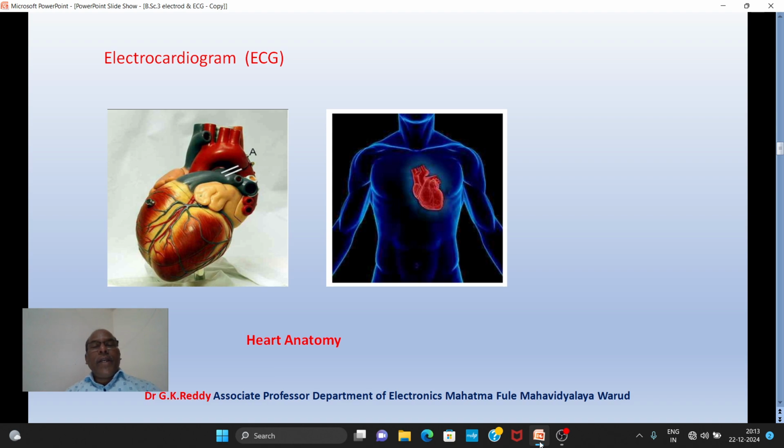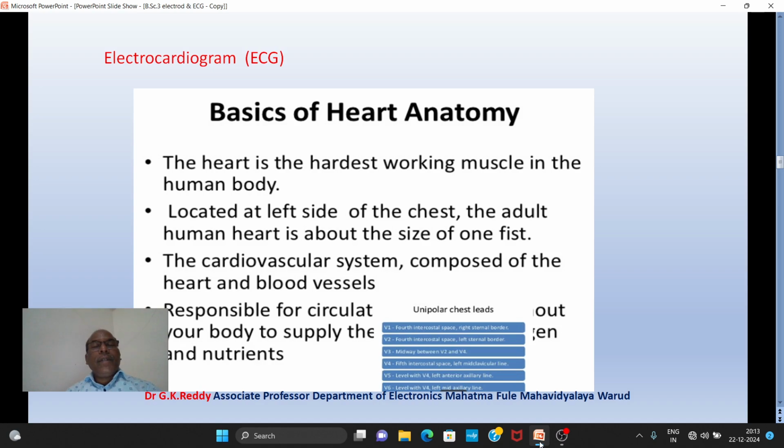Generally, we know that the heart is situated in the left upper side of our chest. This is the anatomy of the heart. What is exactly heart anatomy? The heart is the hardest working muscle in the human body, which is located at the left side of the chest. The adult human heart is about the size of one fist.